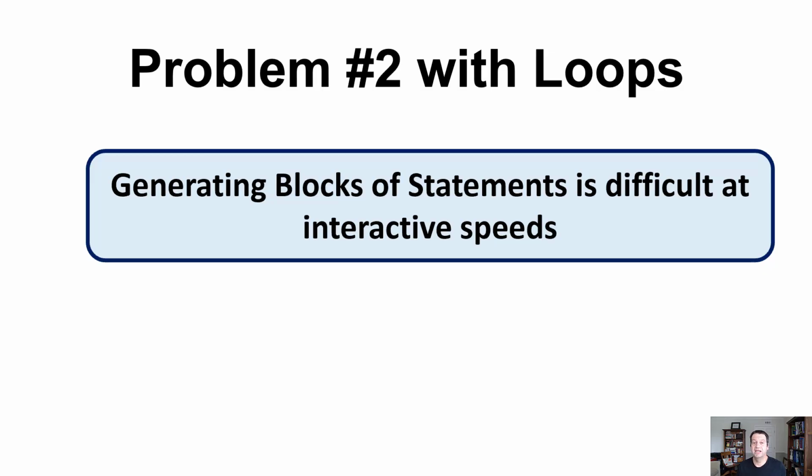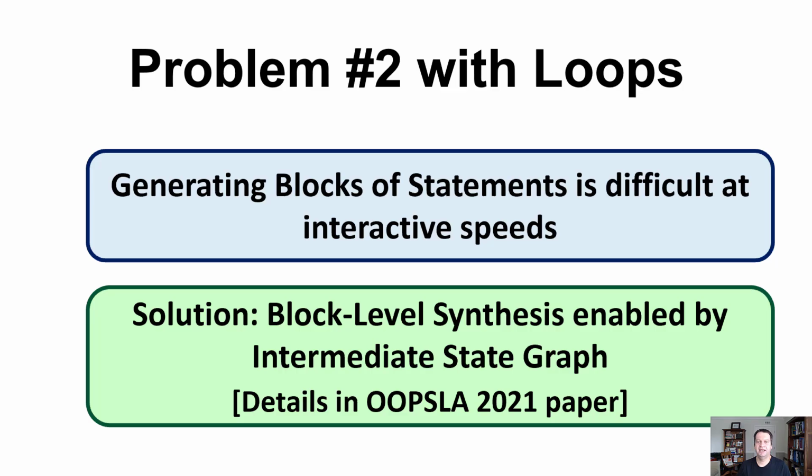Okay, so now we are in better shape, but there is a second problem with loops, which is that synthesizing an entire block of statements is difficult to do at interactive speeds. I don't have time to show you a full motivating example and go through all the details, but our solution is an approach that can do block-level synthesis, including mutually dependent statements and top-level conditionals at interactive speeds. The key technical insight is a data structure called an intermediate state graph, which allows us to efficiently explore different orderings of assignments in a bottom-up enumerative search. We have an OOPSLA paper on this called Interactive Program Synthesis with Control Structures, and I encourage you to go see the talk for that.